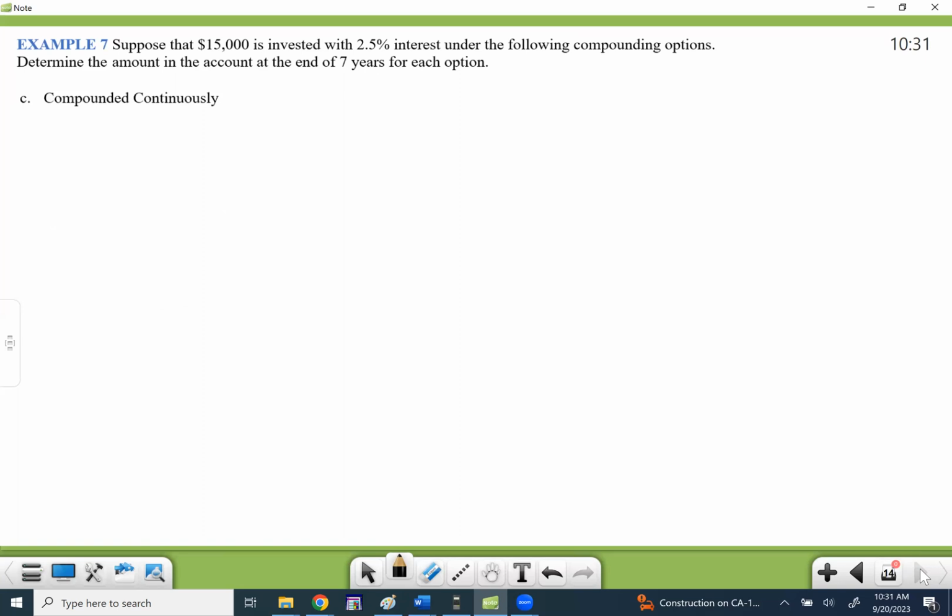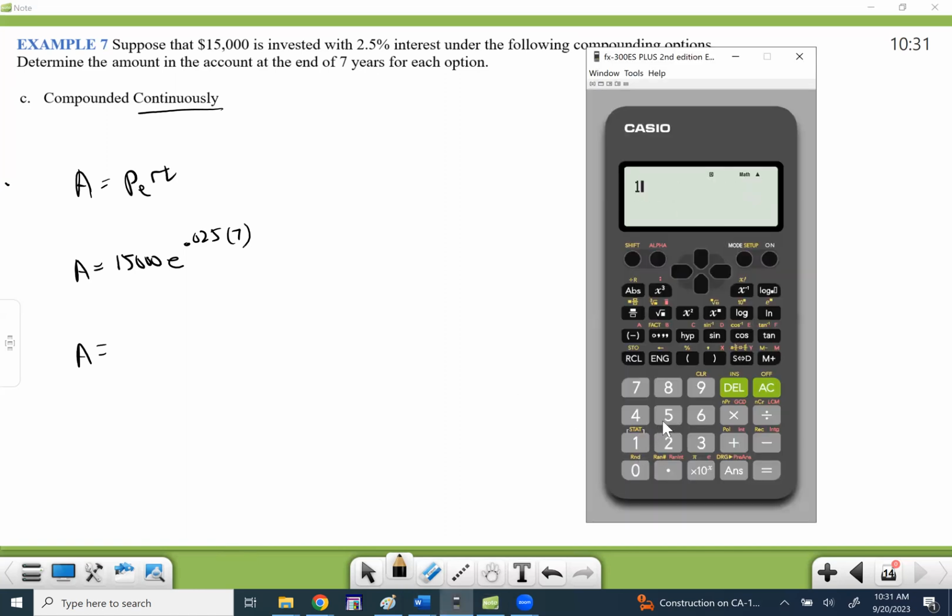So now this one mentions the word continuously, and that's a big deal because that tells us, hey, change your formula to the PERT formula. Okay. So PERT. The principal is still the same. We still invested 15,000. And e is not a variable. We still have the same rate, and we still have the same time. So we just got to put this into our calculators. 15,000 to the 0.025.